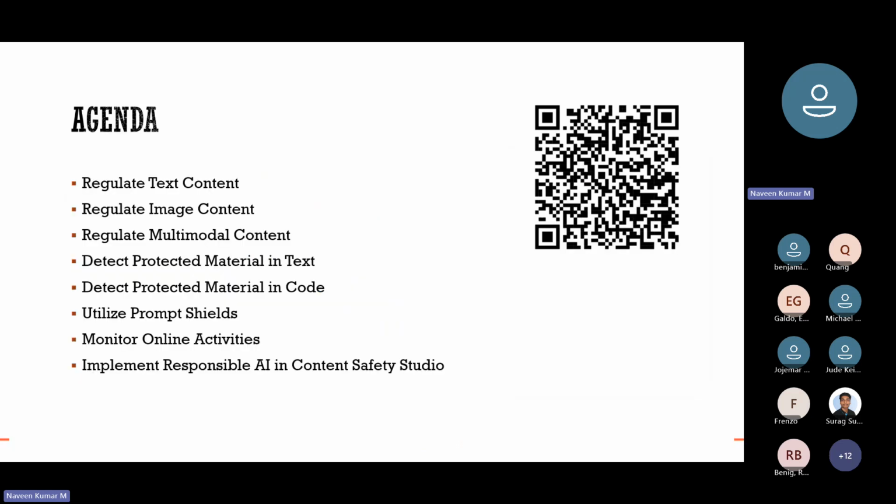Okay, so directly we'll get into today's topic. What we are going to see as part of creating the responsible AI solution using Azure AI Content Safety: how we are going to moderate text content, how we are going to moderate image content, moderating the multimodal content, and how we are going to detect the protected material in text. These protected material in text and protected material in code are the two new features added in content safety. We will also see how to distinguish direct attacks and indirect attacks, the jailbreaks, using Prompt Shields, and how we can monitor all this content safety in the monitor online activity service. And finally, we will see implementing the responsible AI in the Content Safety Studio. Basically, it will be in the AI Foundry. Okay, so these are all the items we are going to see today.